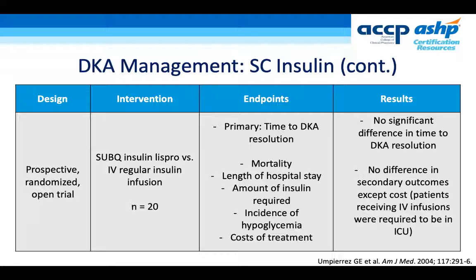The study did note, however, that the reason cost was significant between these groups is because those patients that were receiving IV infusions were required to be in the ICU. So it was just a higher bed cost, if you will. So really, the usefulness of subcutaneous insulin is trying to avoid an ICU admission in your institution. And that just becomes down to which institution you work at.